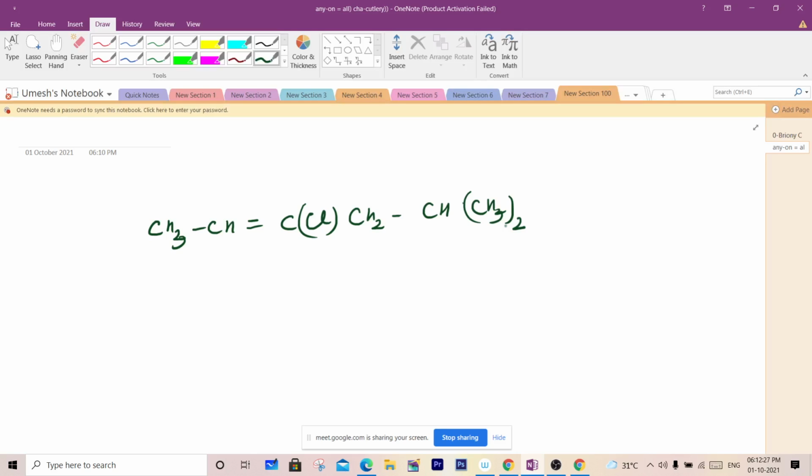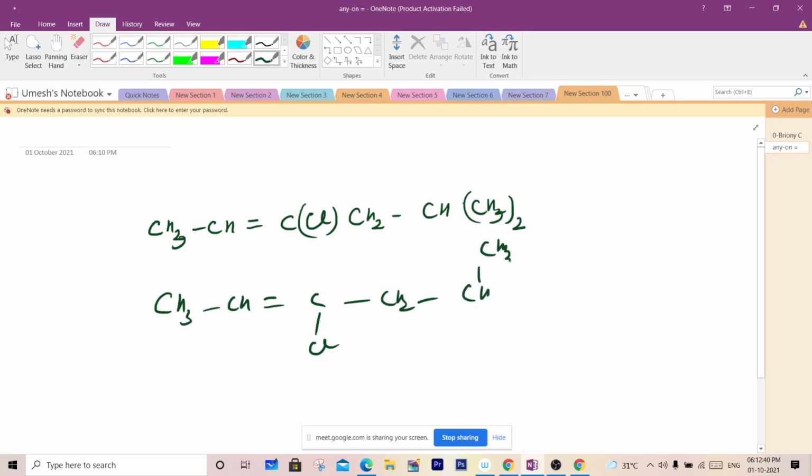Sir, is it 3-chloro-5-methyl hex 2-ene? Can we expand like this first of all? So I think it is 3 chloro, wait, 2, wait, methyl. First of all, let us expand this. Okay. Yes. Okay. Now name it.